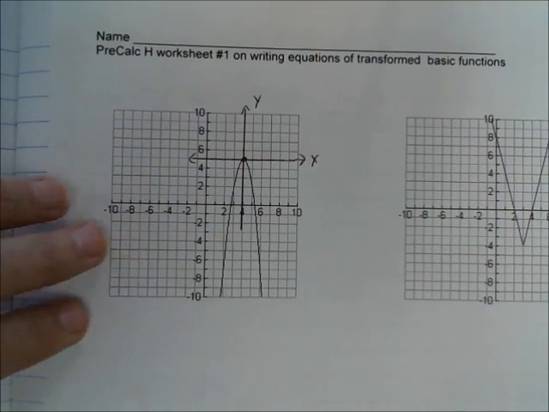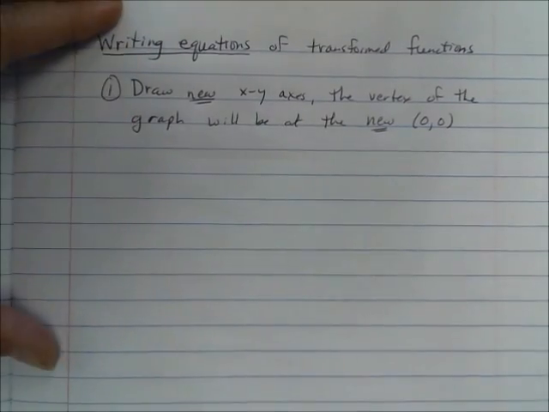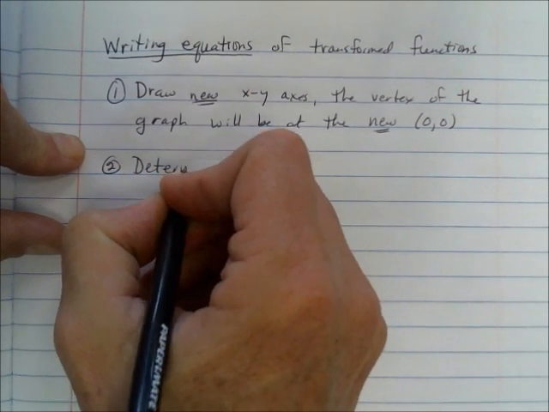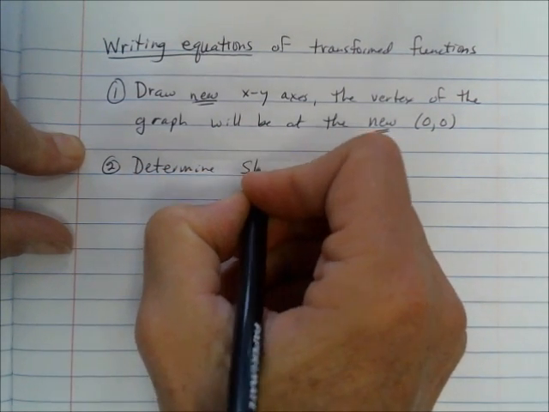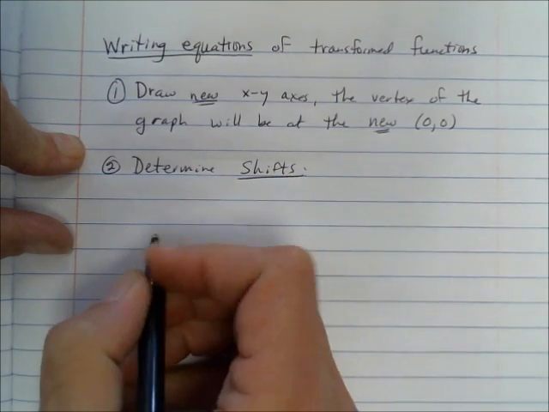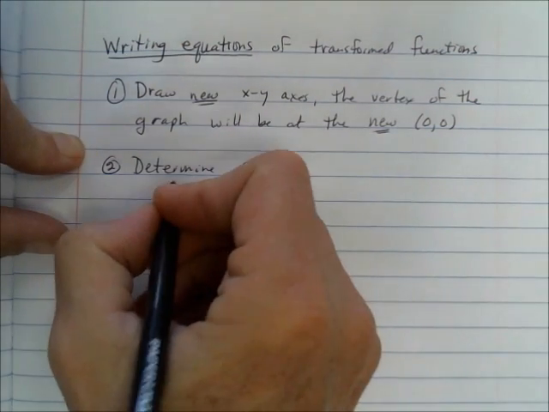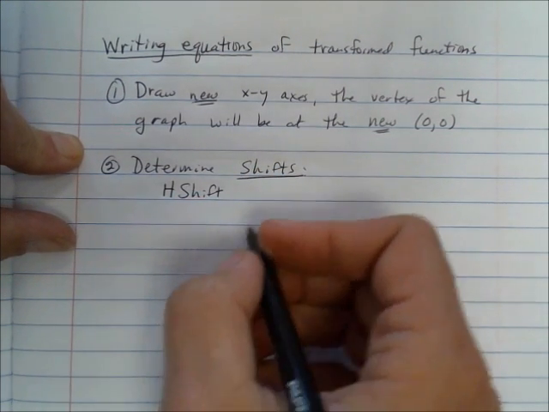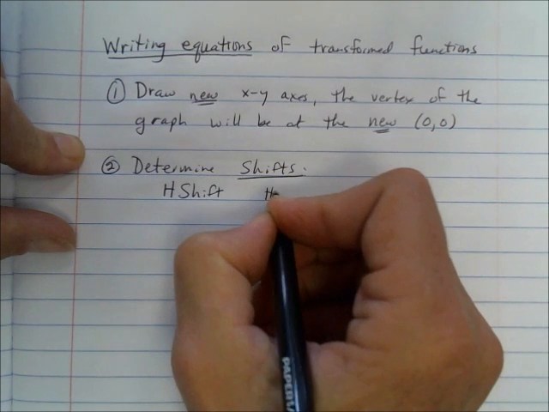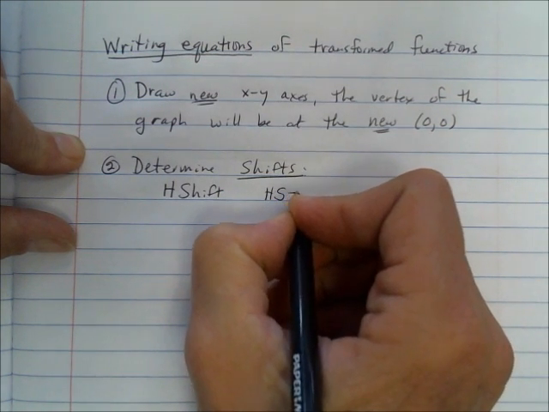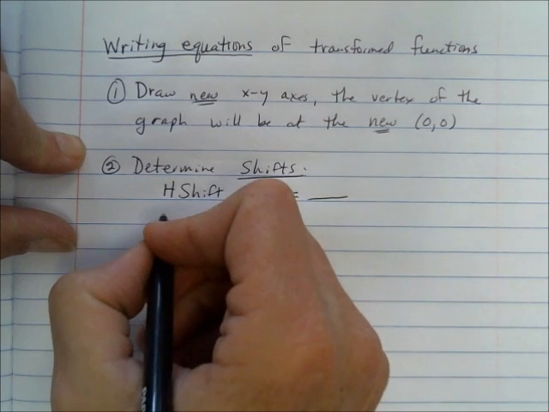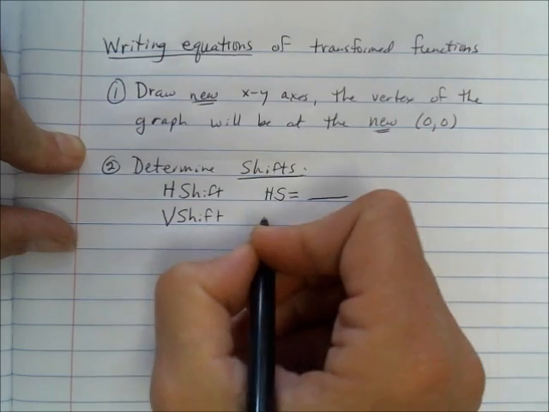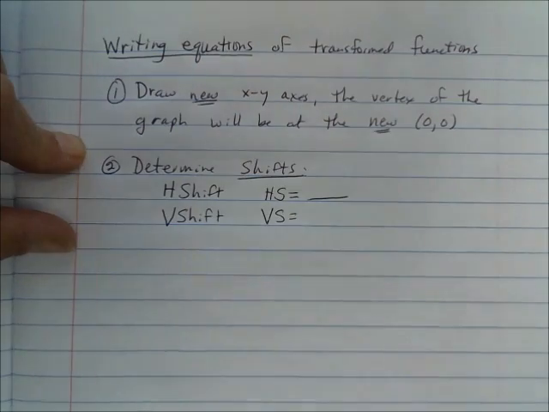That's pretty easy. The second step is to determine the vertical and horizontal shifts, and we'll write them down. First of all, we'll have a horizontal shift. Not always, but sometimes we'll have a horizontal shift. I'll write that as HS for horizontal shift. Then we'll have a vertical shift, and I'll write that as VS.